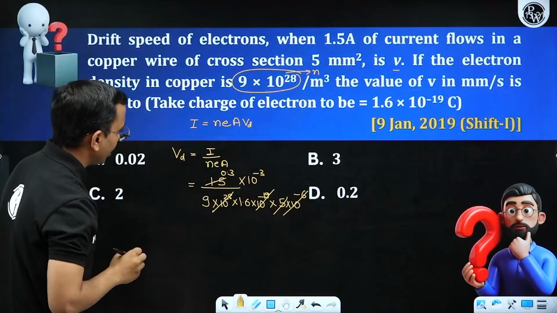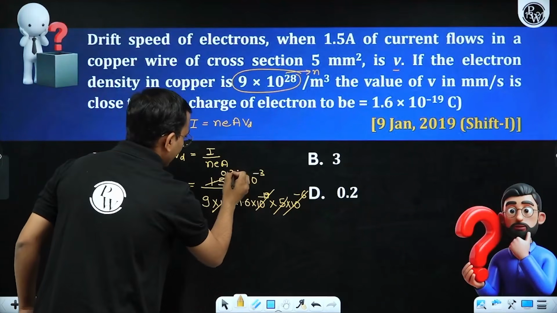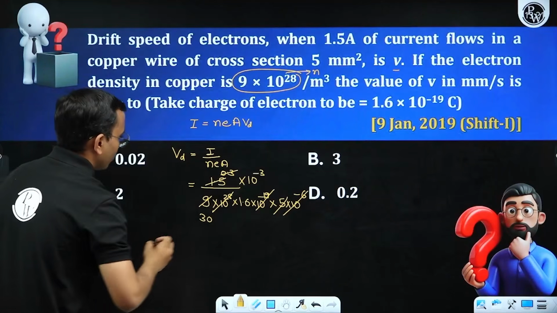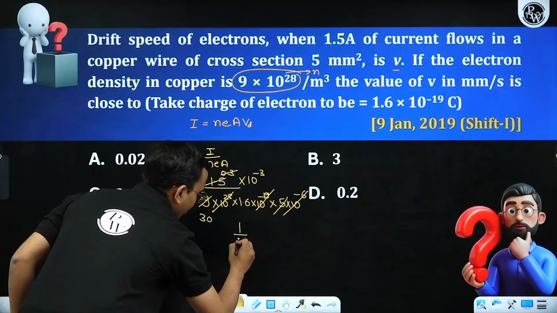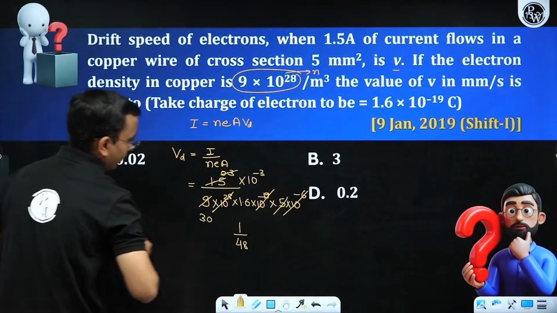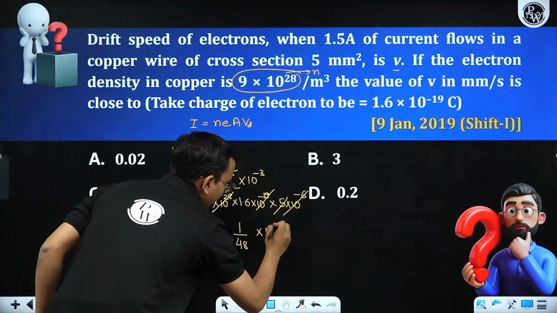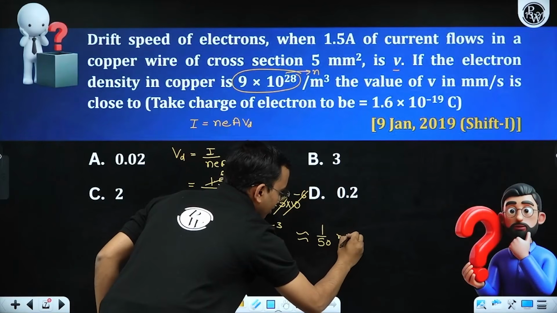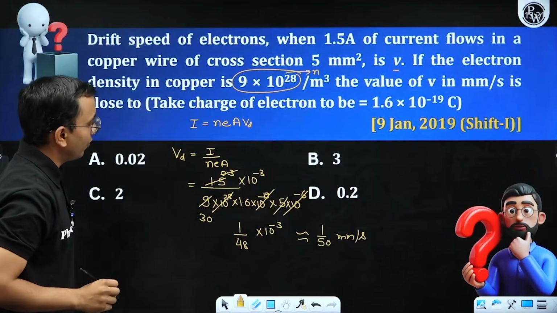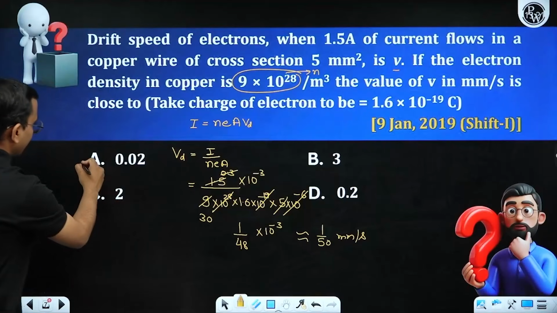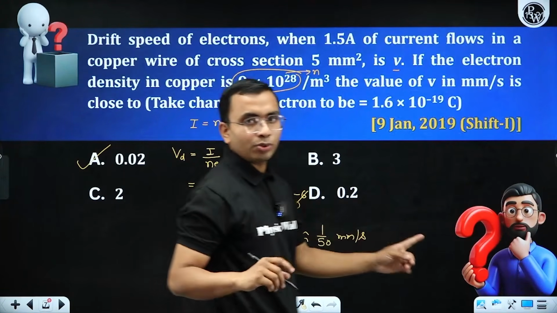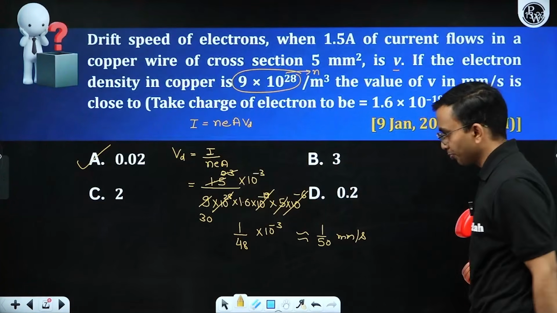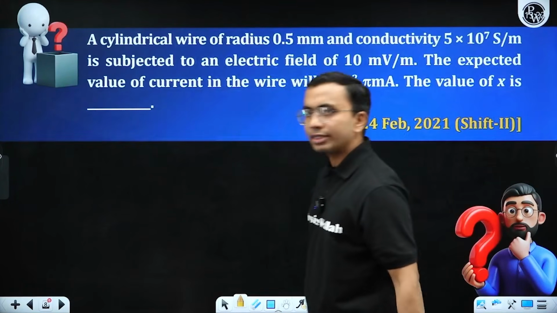5 into 3, okay, and 3 into 3, so this is 30 here. So 1 by 48. Am I right? Yes, 1 by 48 into 10 to the power minus 3. So nearly I can say this is 1 by 50 mm per second. So what is 1 by 5? That is 0.2. 1 by 5 is 0.2 and 1 by 50 is 0.02. So that is nearly 0.02. Perfect. Just need to put the values.